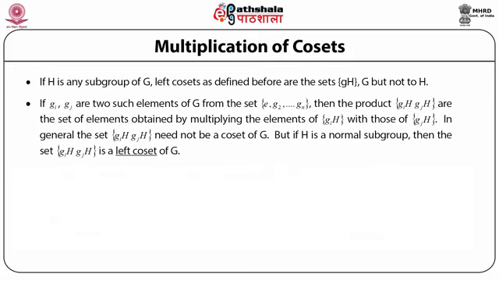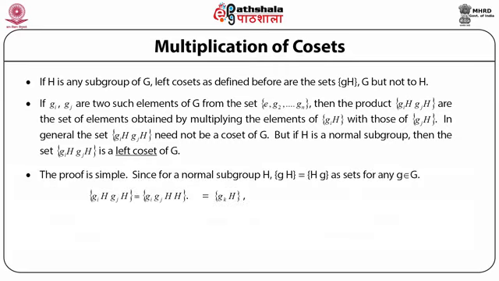But if H is a normal subgroup, then the set giH, gjH is a left coset of G, which can be seen as follows. Since for a normal subgroup H, the set of elements gH is equal to Hg for any g belonging to the group G, the proof of the above statement is simple.